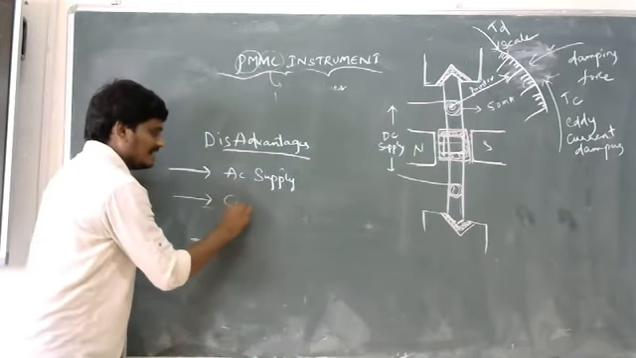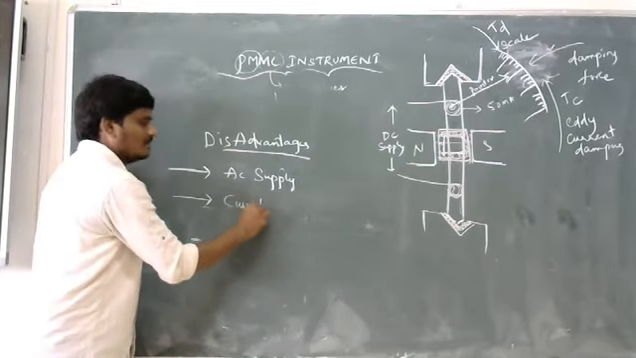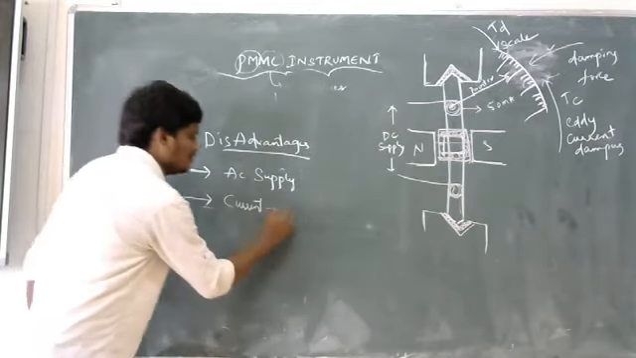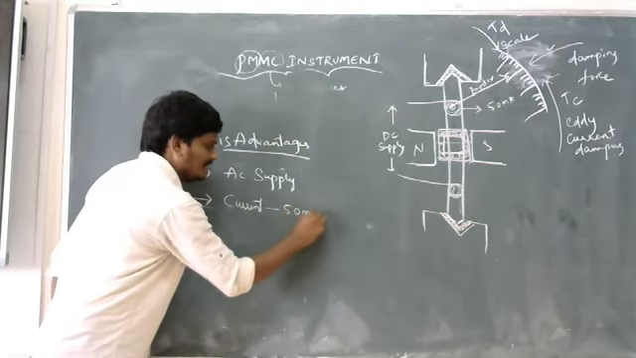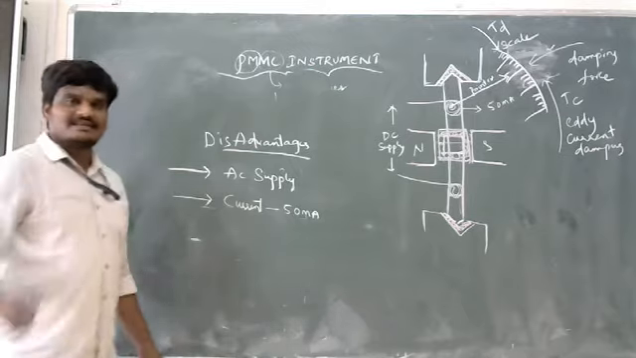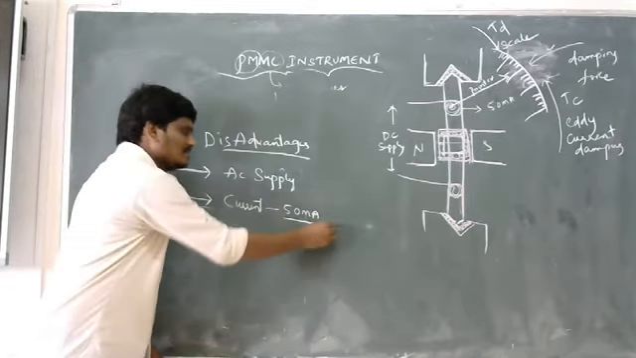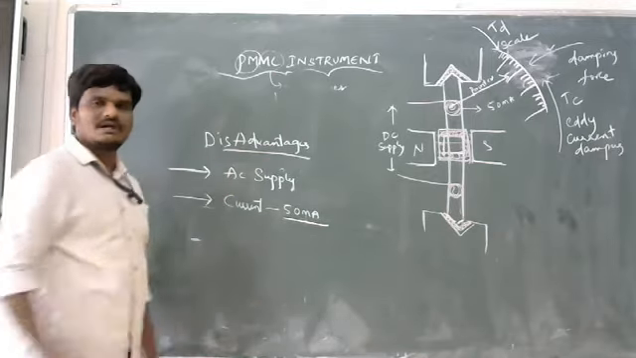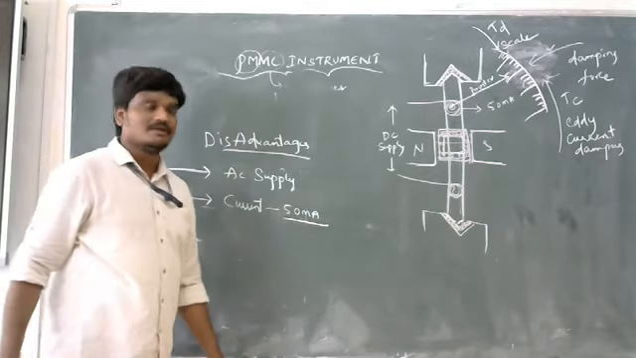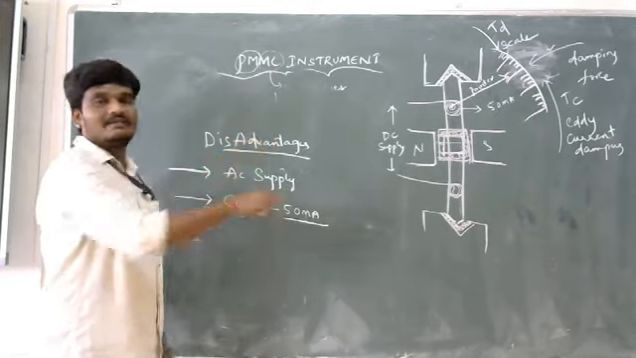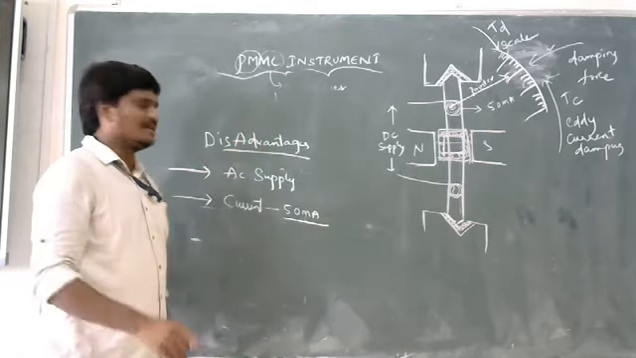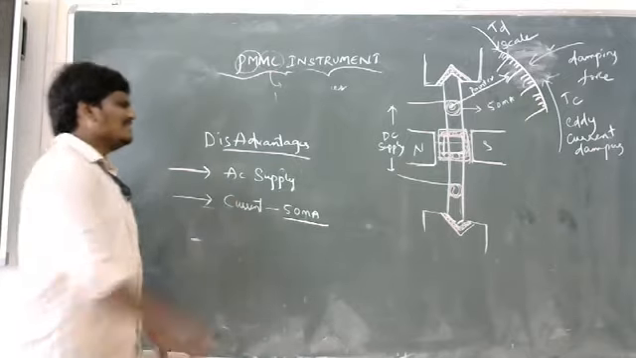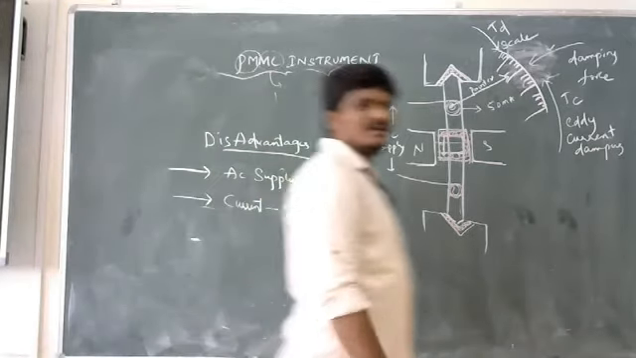the current carrying capacity of the springs used in a PMMC instrument is only 50 milliamps. If I pass a current through the springs of more than 50 milliamps, there may be a chance of the springs breaking. The springs are very brittle in nature, that is, easily breakable when I pass a current of more than 50 milliamps. These are the major disadvantages of a PMMC instrument.